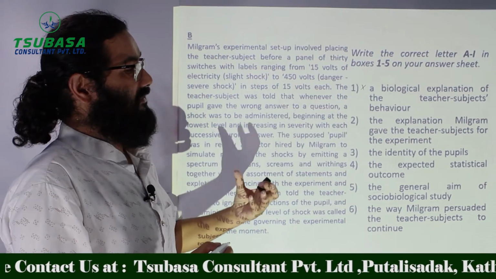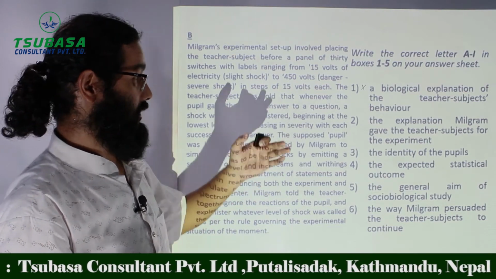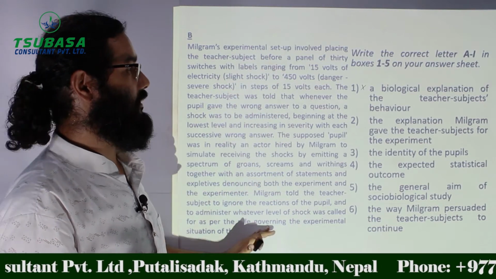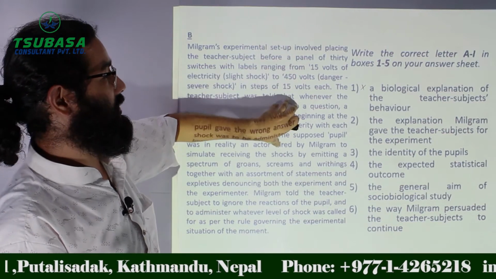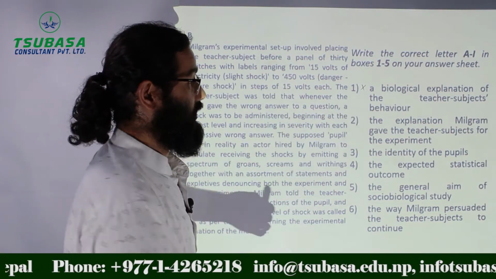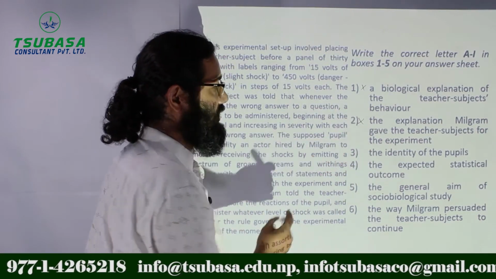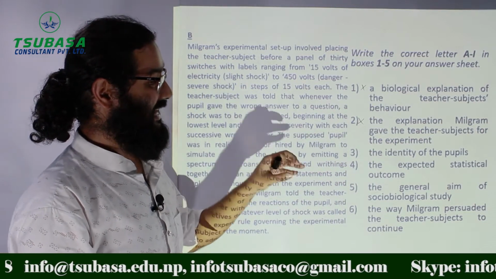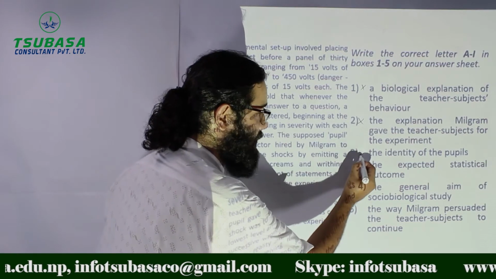The explanation Milgram gave the teacher subjects for the experiment, it's not an explanation. We don't know the purpose. And this paragraph B does not contain the purpose of the paragraph. So it's not the answer. The identity of the people, let's keep this at the moment.